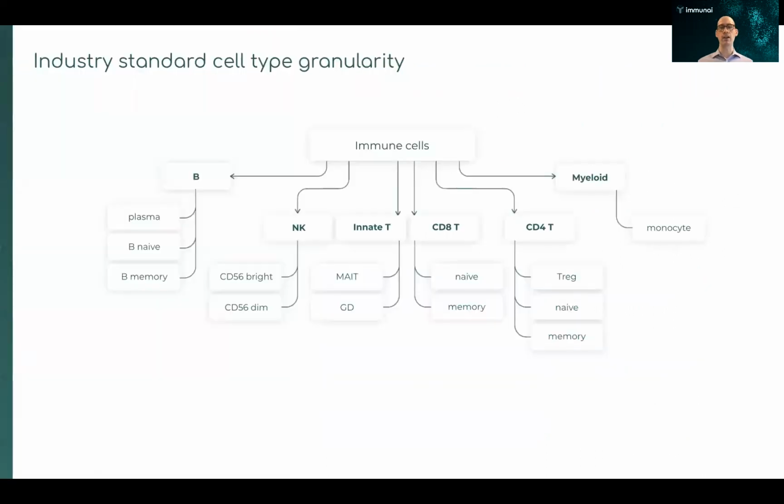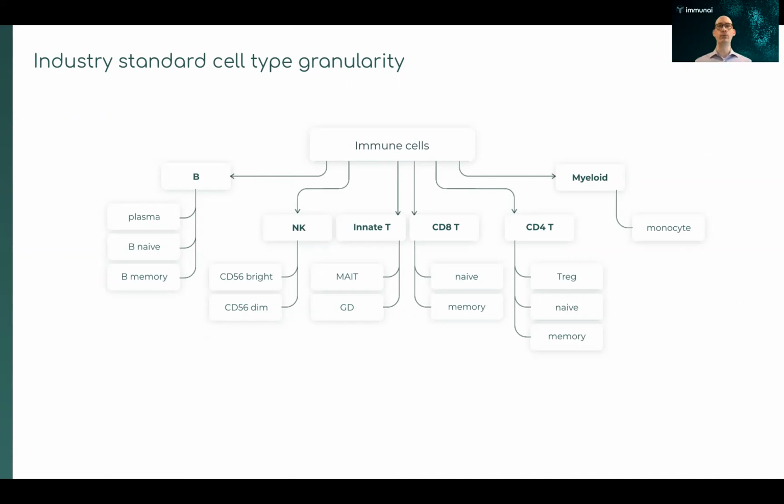Right, and so if we think about what granularity of cell types we can detect, the industry standard granularity for immune cells looks something like this. We've got about 6 major cell types, and in each of those, we've got a few subtypes, right? And this is pretty nice.